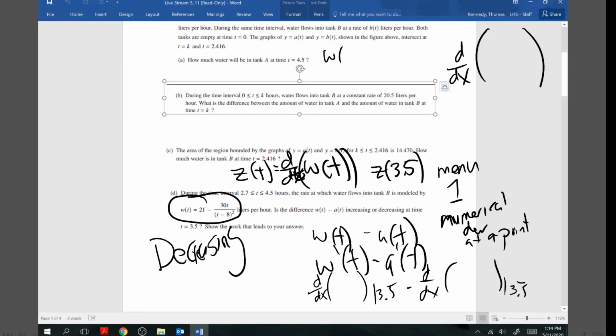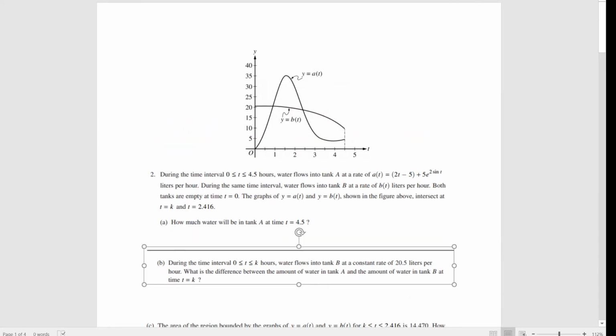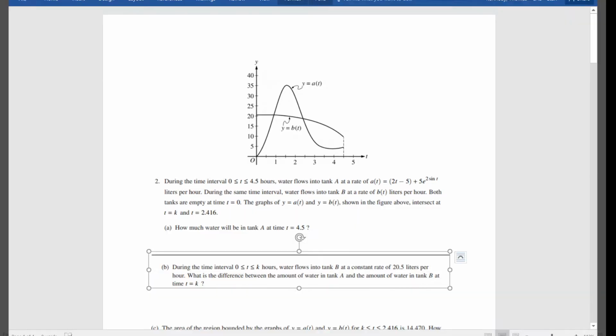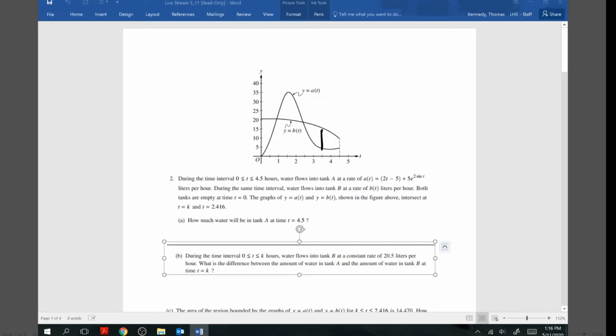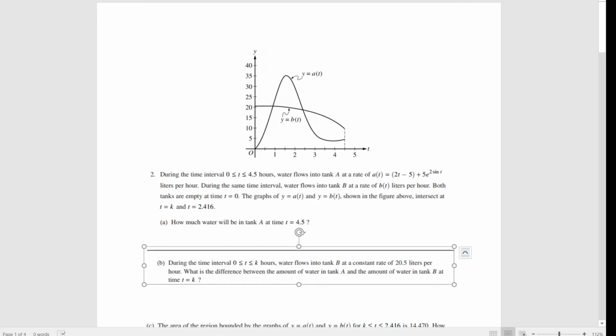So, I mean, feel free to use the idiot check. So decreasing, heck yes, because if you subtract those, it's negative. However, we could figure that out just by looking at this. Is the gap between these two graphs growing or shrinking? And the answer is it's shrinking. They're getting closer and closer together after this 3.5 point. So we were able to ballpark that just by looking.